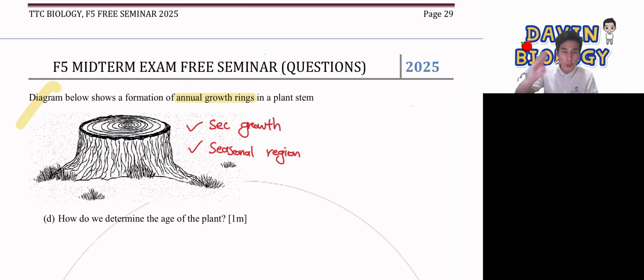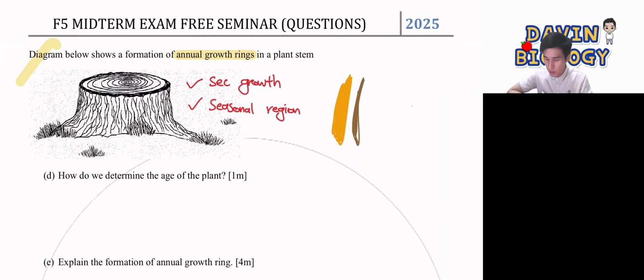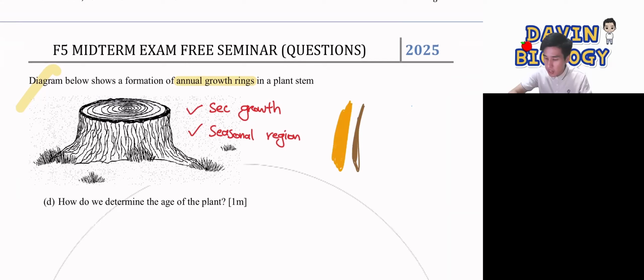So basically, there are two lines. There will be one thicker and brighter colored one, and one thinner and darker colored one. Every thick and thin xylem tissue pair represents 1 year. So 1 year, 2 years, 3 years, for example.